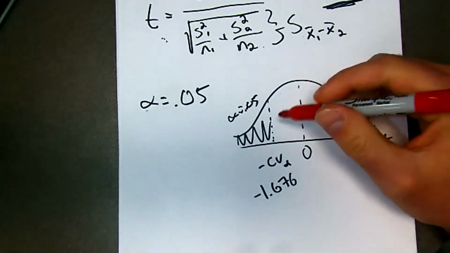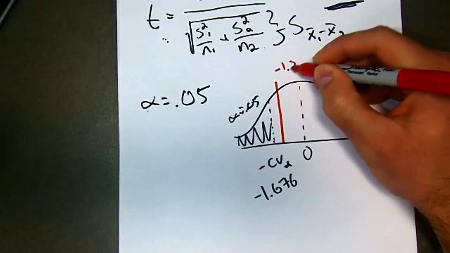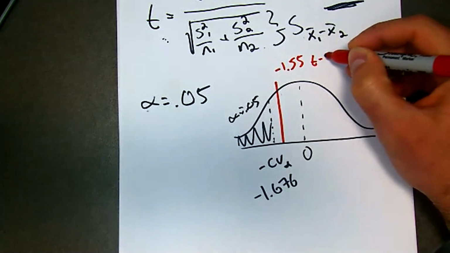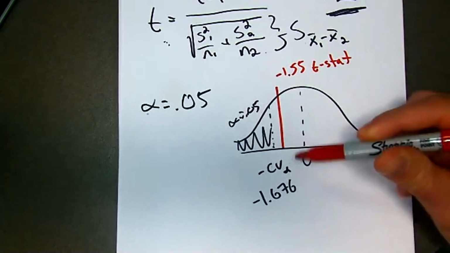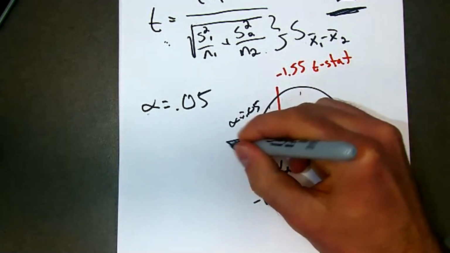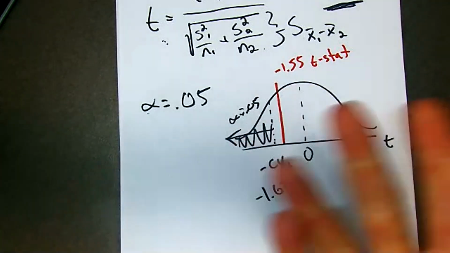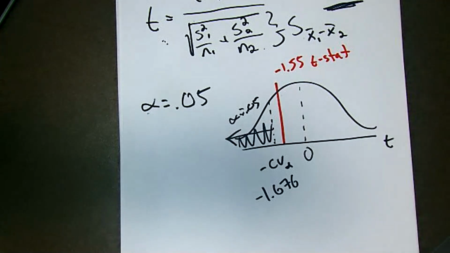So I believe the next part of the question then said, assume you found a test statistic of -1.55. So my test statistic was -1.55. If I'm thinking about making rejection decisions, once I have that critical value, I only reject if the test statistic is more extreme than that critical value. In this case, a larger negative value or to the left. I reject if the test statistic is to the left of the critical value for a left-tailed test. I would reject if it was to the right of the critical value for a right-tailed test.